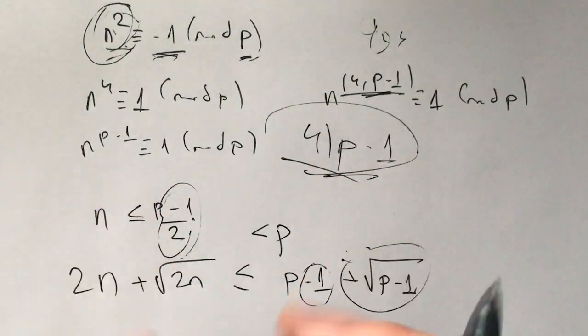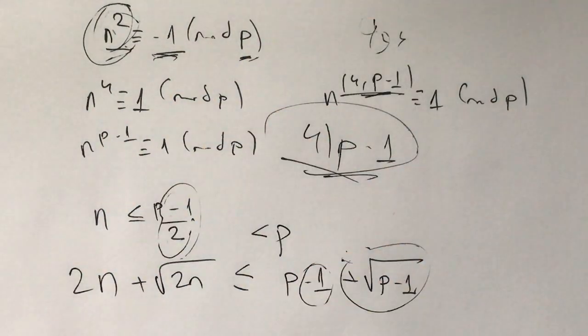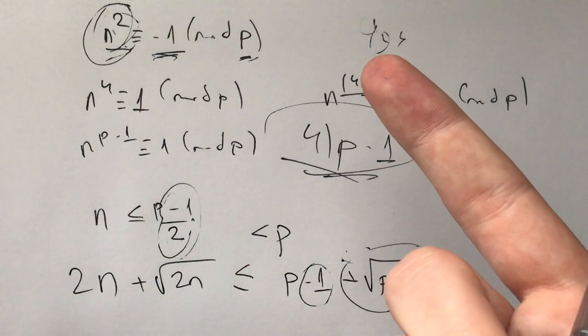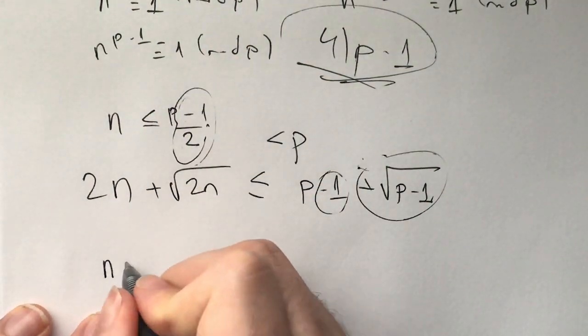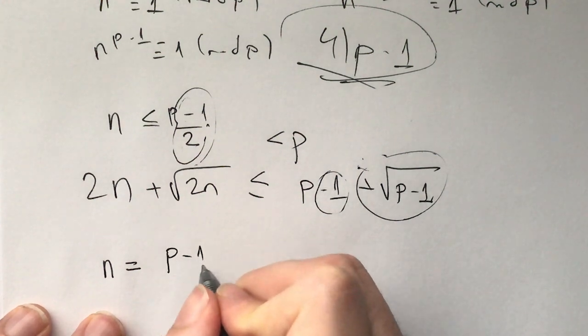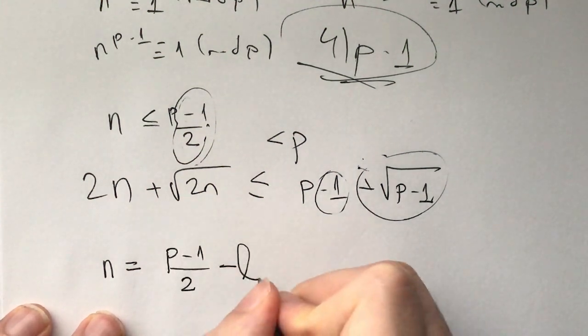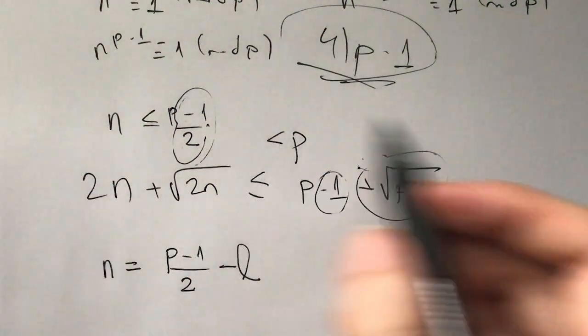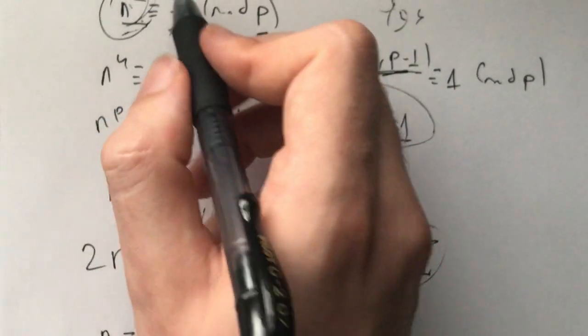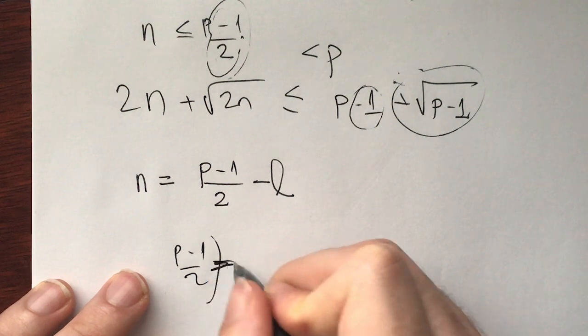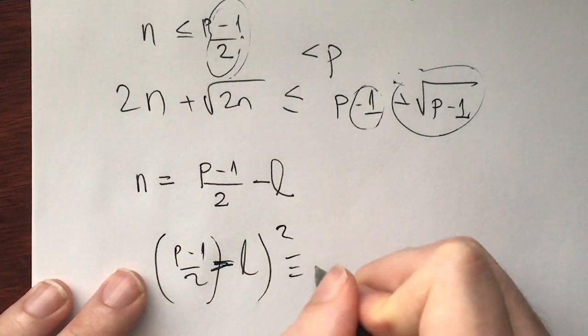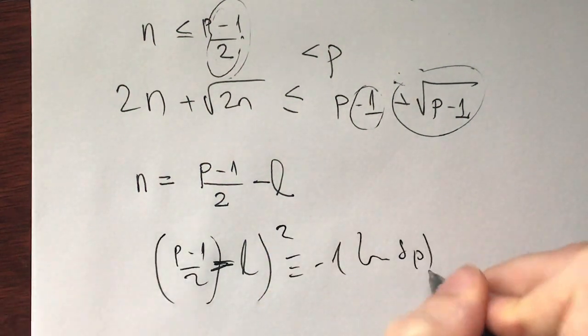And here I invite you to pause for another 5 minutes and see what is the next step you would take. And here's my next step. I would say, okay, let's actually make this formal. This is (p minus 1) over 2 minus L. And now, what does this condition turn into? Well, I have ((p minus 1) over 2 minus L) squared is negative 1 modulo p.